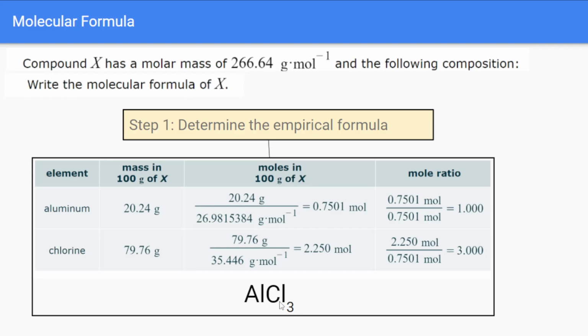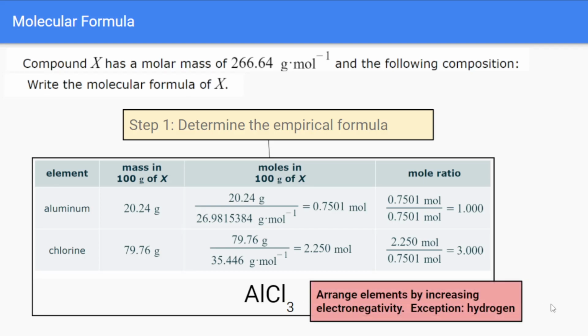We write our elements in the formula in order of increasing electronegativity. Aluminum has a lower electronegativity than chlorine, so it is aluminum first and then chlorine. Now remember, increasing electronegativity except hydrogen. Hydrogen would be last unless you have elements in groups 6A and 7A, and then it would be written before that.